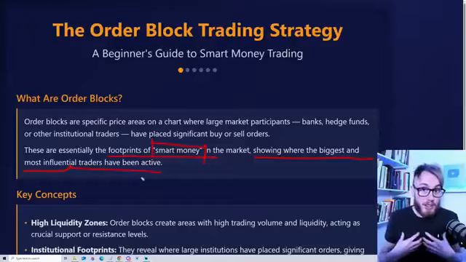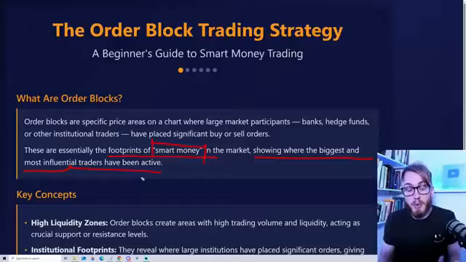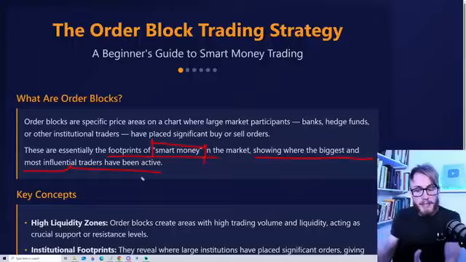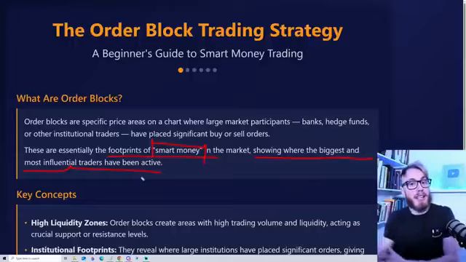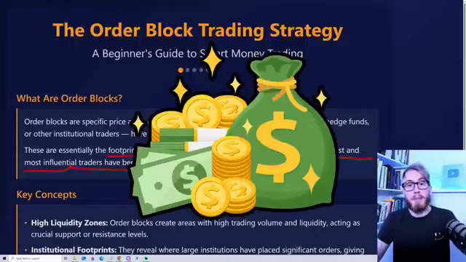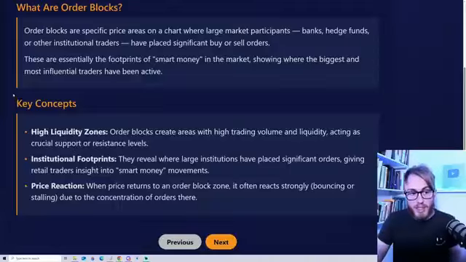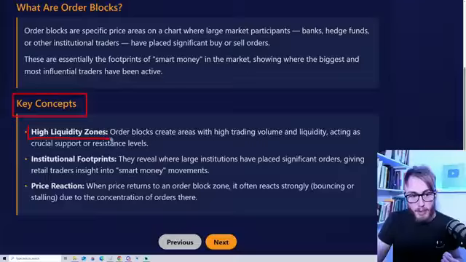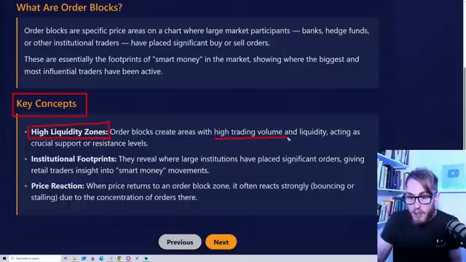And us retail traders like me and you can hopefully use the knowledge about the smart money to trade in the same direction, and as a result, make money. But now then, what are the key concepts you need to know about when it comes to order blocks? Well, the first concept you need to know about is high liquidity zones. And what do I mean by this? Well, order blocks create areas with high trading volume and liquidity.